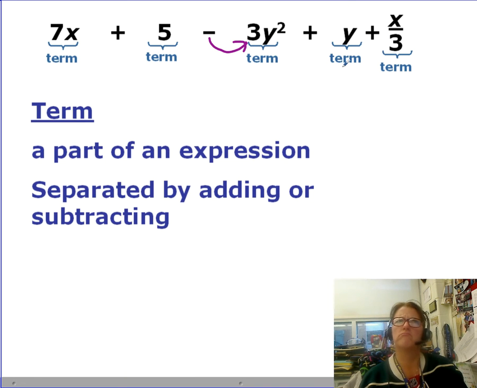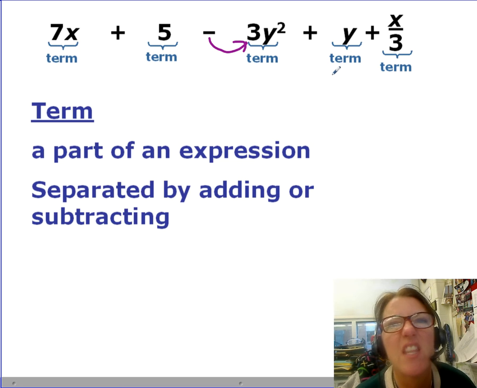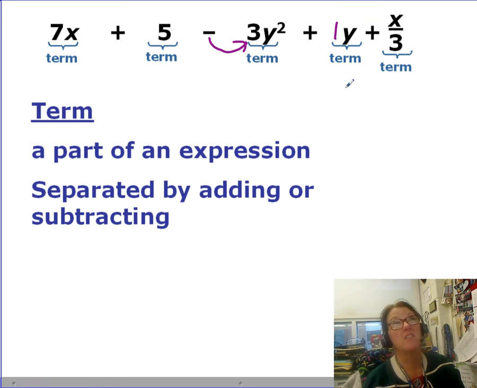Oh, there's nothing in front of y. Or is there? There's really a 1 here. So the coefficient is 1.